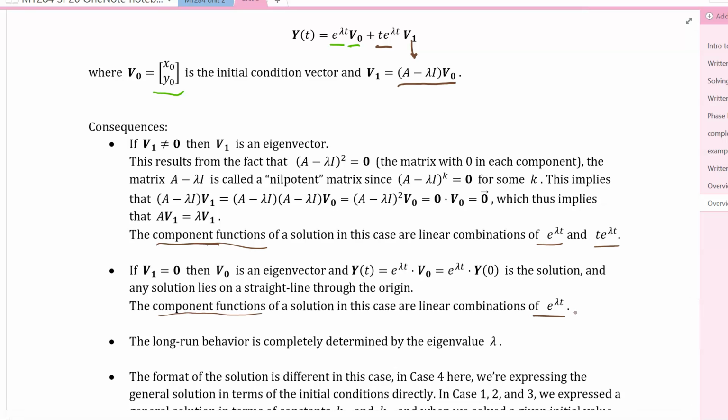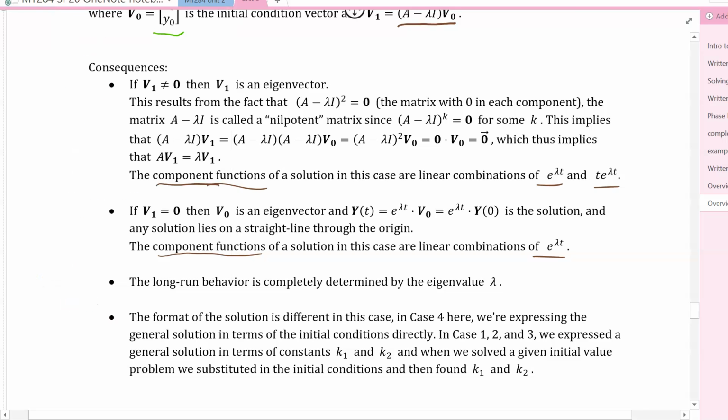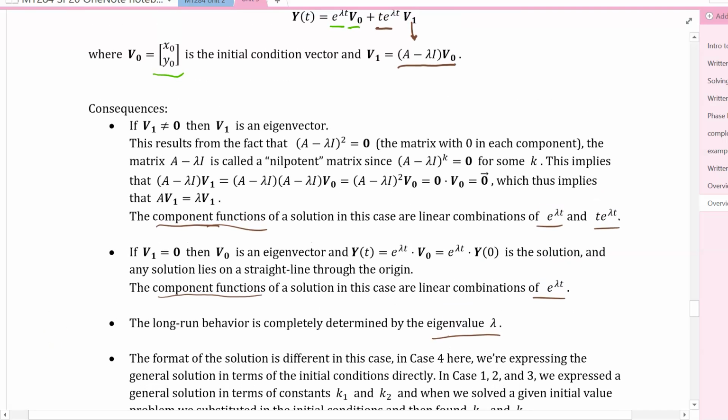All right, once again, the long-run behavior, the limit, is going to be determined by the eigenvalue. So in this case, it's determined by the eigenvalue lambda explicitly. Going back up here, e to the lambda t and t times e to the lambda t, they'll both approach 0 if lambda is negative. They will go to infinity if lambda is positive. All right, so the sign of the eigenvalue will determine the limit in this case.